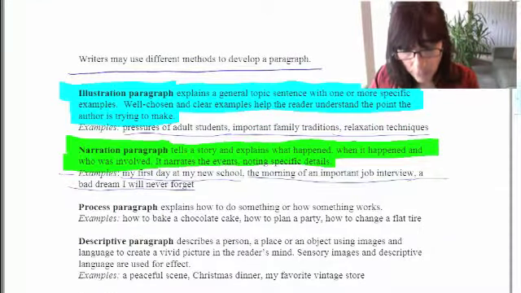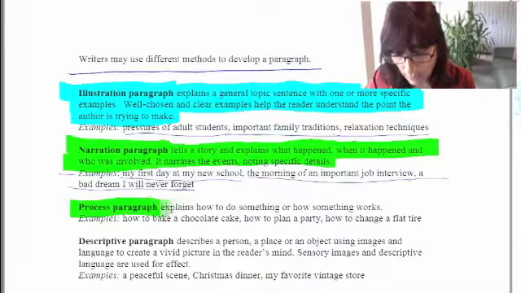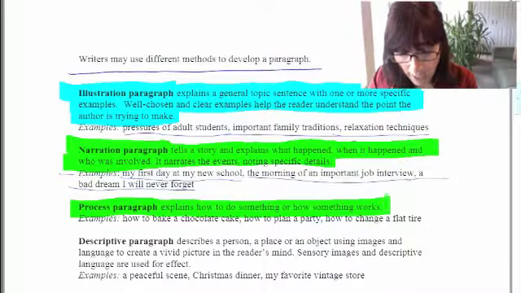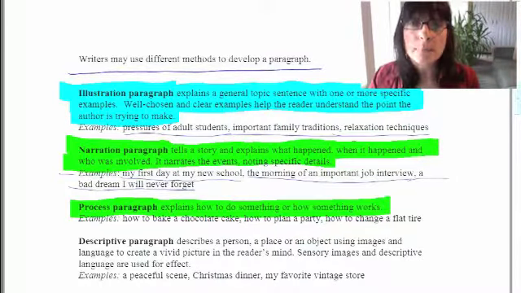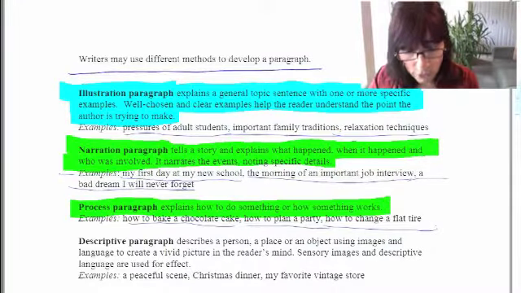Another type of paragraph that can be written is called a process paragraph. In a process paragraph, you would explain how to do something or how something works. Topics for examples would include how to bake a chocolate cake, how to plan a party, or how to change a flat tire. Those would all be examples of process or how-to.